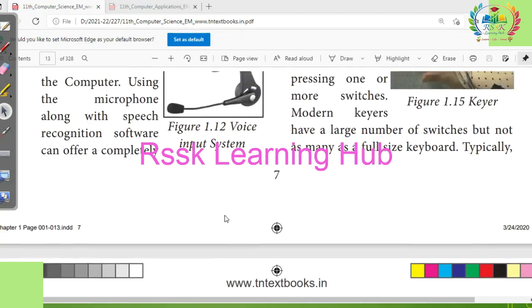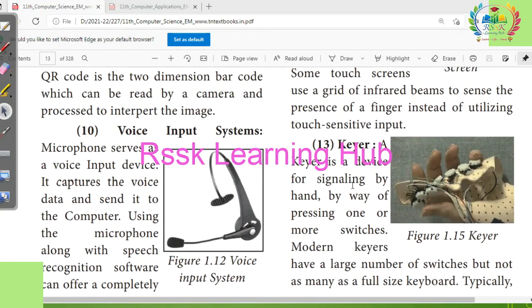So totally we saw about 13 input devices. What are the things we saw? First one is keyboard, second one is mouse. Next, scanner, fingerprint scanner, then trackball, retinal scanner, light pen, optical character reader, then barcode reader, voice input system, digital camera, next touch screen and keyer.